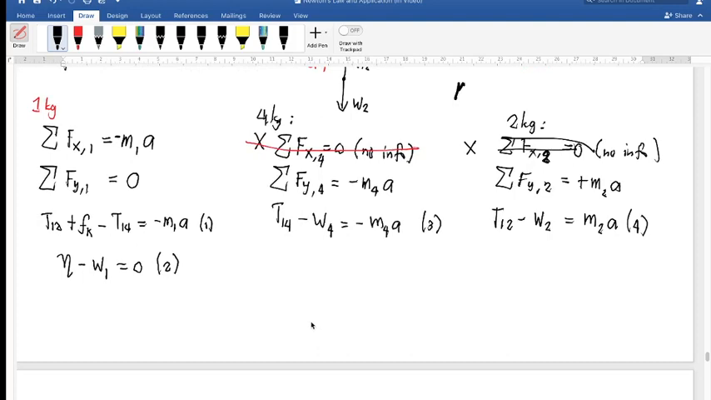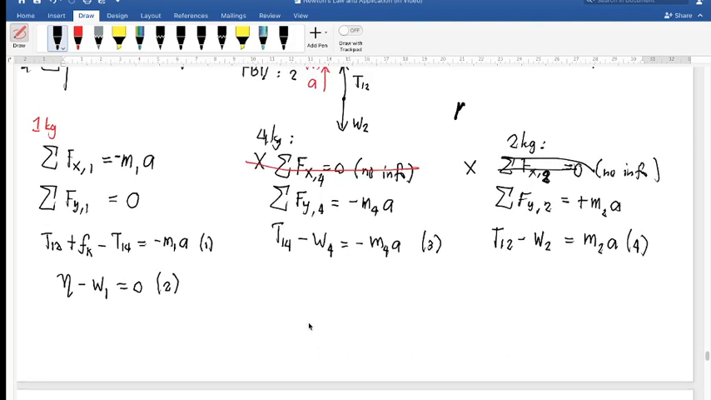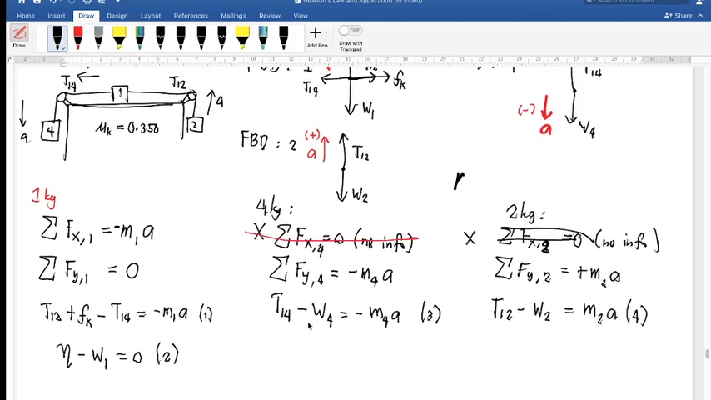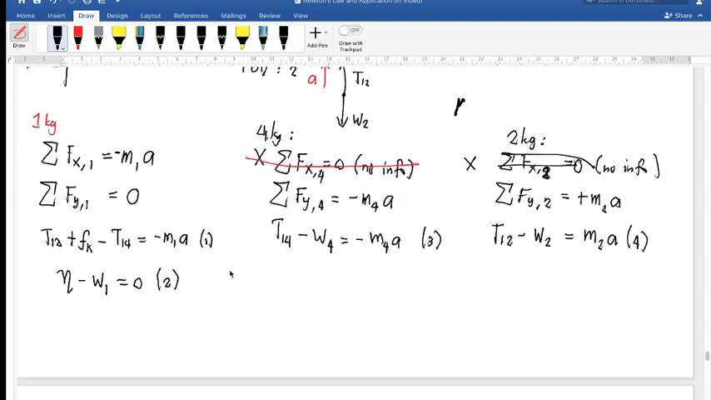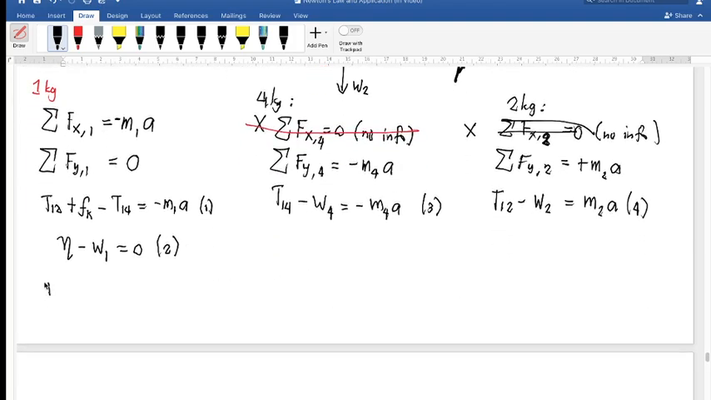So we have four equations that we can work with to find a and T12 and T14. So our unknowns are T12, T14 and the acceleration a. So how to find this one first? Do you have any idea? So take note of the basics and the values. Okay? So how can we do this one?